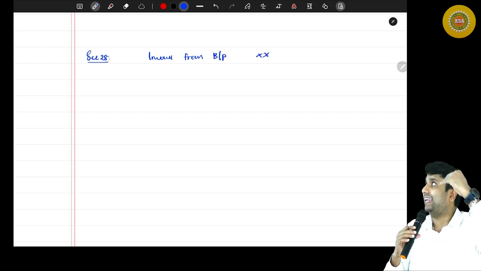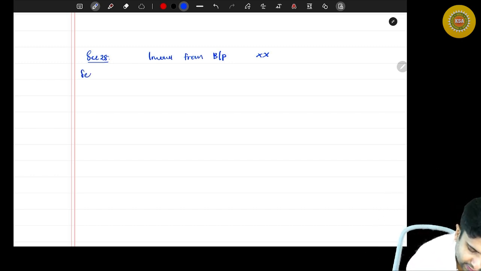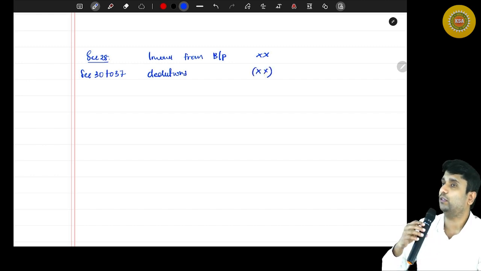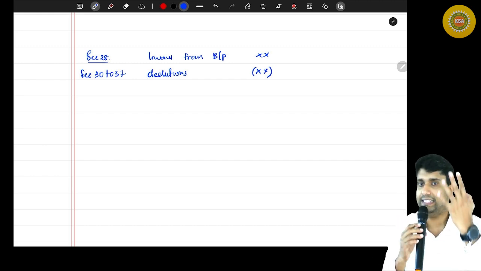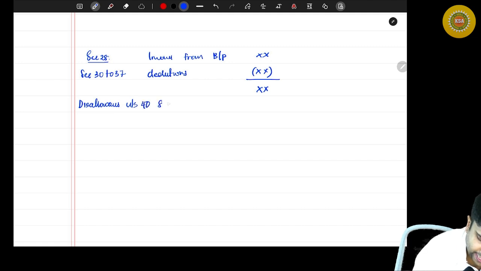Which all are the main incomes that are coming under PGBP. Then, from section 30 to 37, it is deductions from the taxable income. So section 30 to 37 is all about what, friends? Deductions. Then, after this, there are certain things that are called disallowances, under section 40 and 40A. Two sets of disallowances we have.